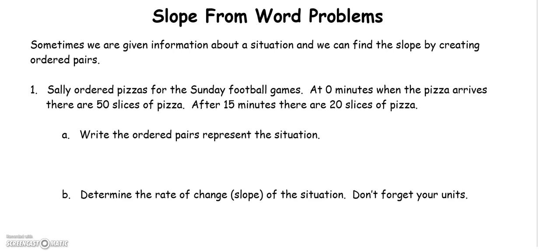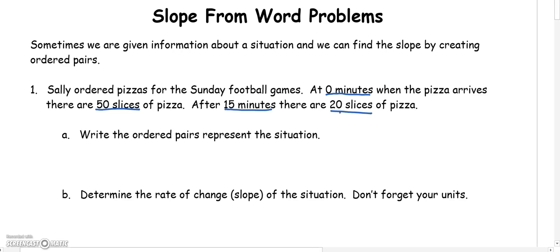So in number 1, Sally ordered pizzas for the Sunday football games. At 0 minutes when the pizza arrived, there are 50 slices of pizza. After 15 minutes, there are 20 slices of pizza. So we have two sets of information. We have 0 minutes where there's 50 slices, and we have 15 minutes where there's 20 slices. Each sentence can create an ordered pair.